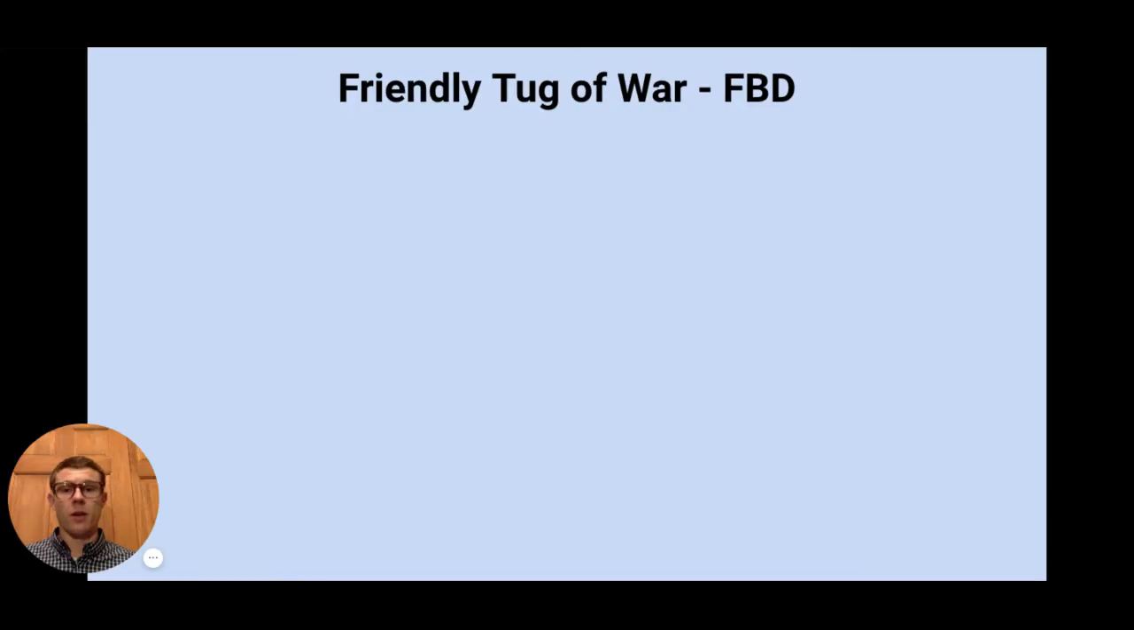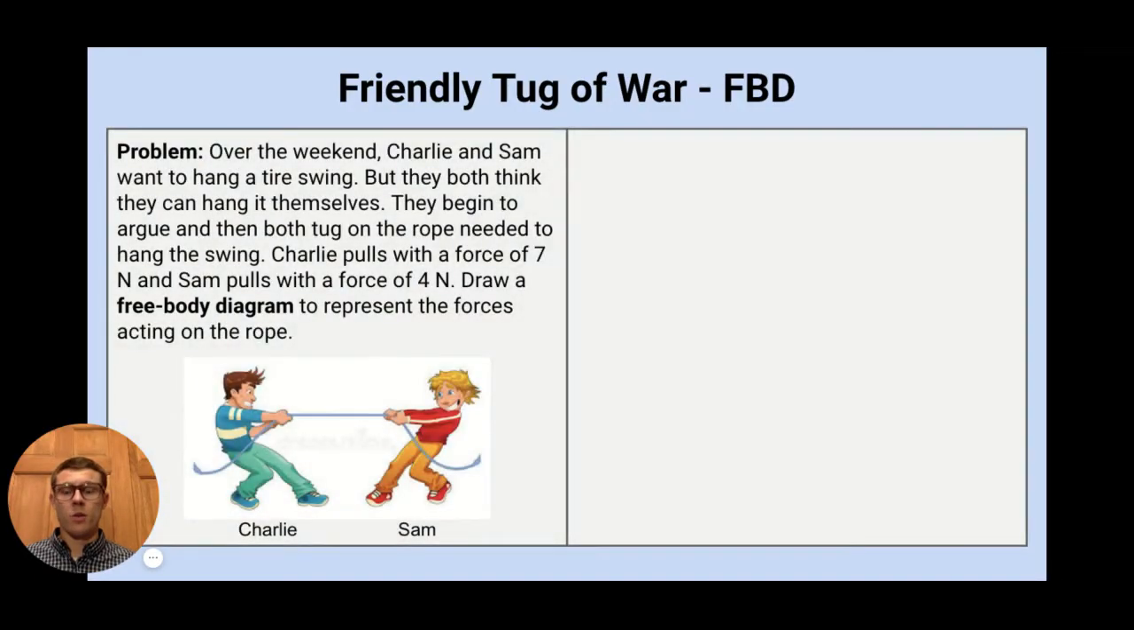Let's do another one. So here we have a friendly tug of war. Over the weekend, Charlie and Sam want to hang a tire swing, but they both think they can hang it themselves. They begin to argue, then both tug on the rope needed to hang the swing. Charlie pulls with a force of 7 newtons. Sam pulls with a force of 4 newtons. Draw a free body diagram to represent the forces acting on the rope.